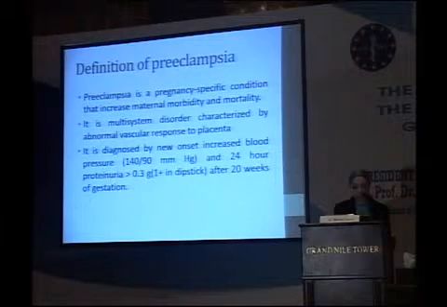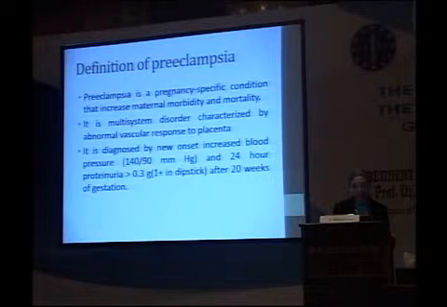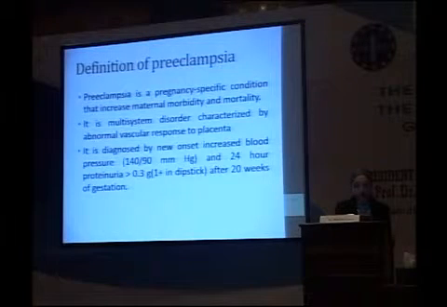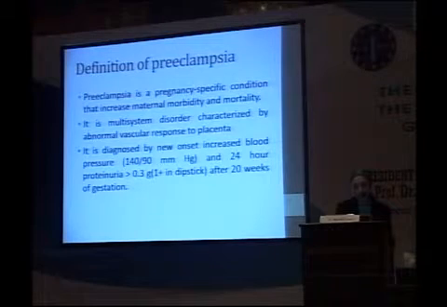Soluble endoglin as a new marker for prediction of preeclampsia in early pregnancy. Preeclampsia is a pregnancy-specific condition that increases maternal morbidity and mortality. It's a multi-system disorder characterized by abnormal vascular response to placentation. It is diagnosed by new onset increased blood pressure, 140 or more systolic and/or 90 or more diastolic, and 24-hour proteinuria of 0.3 gram or more, or 1+ on dipstick, after 20 weeks of gestation.